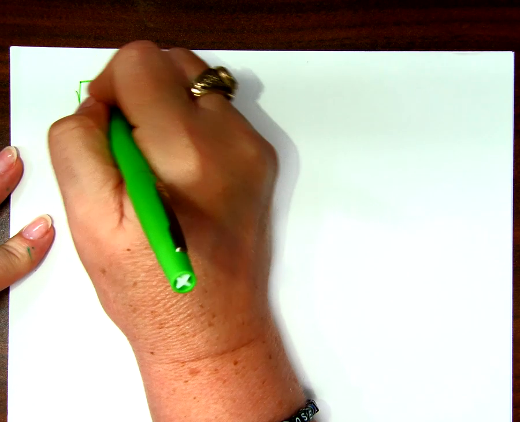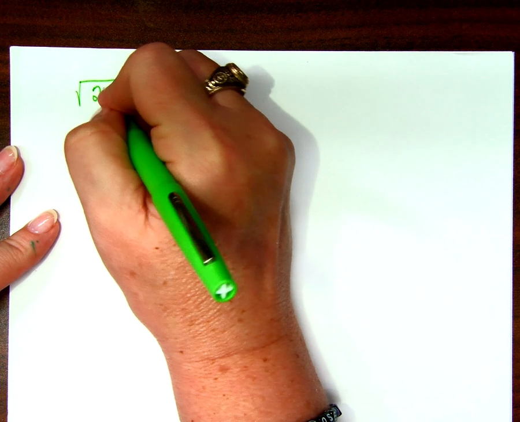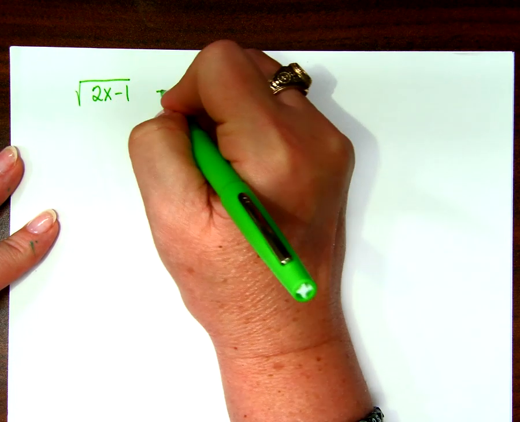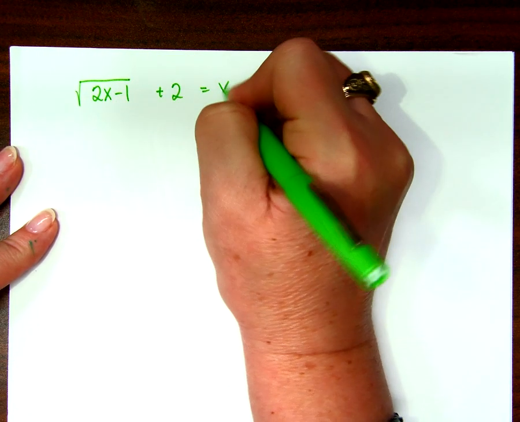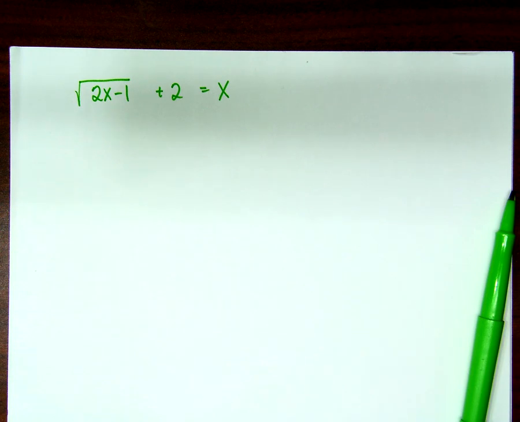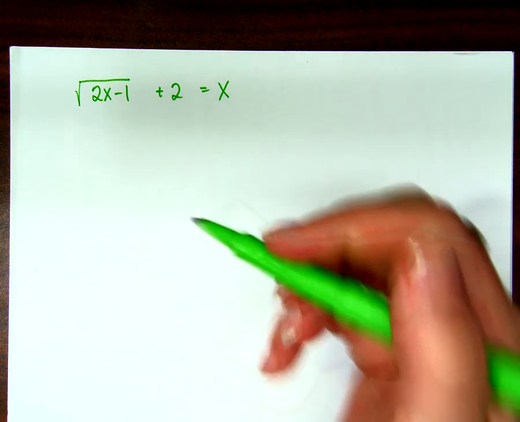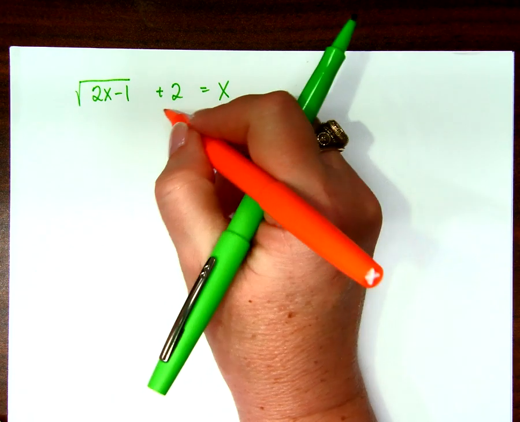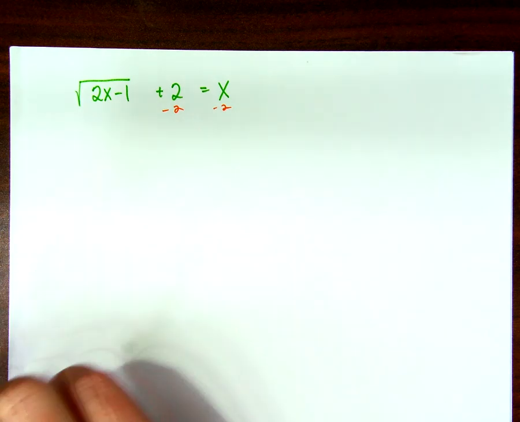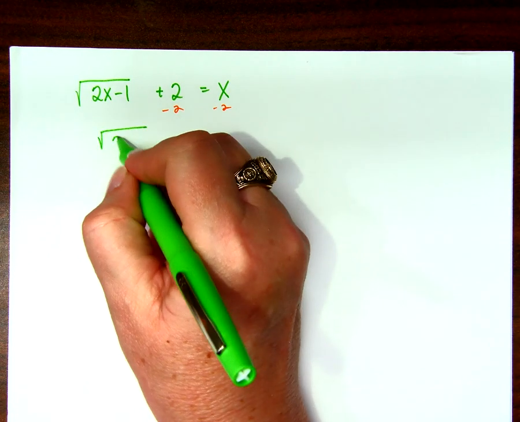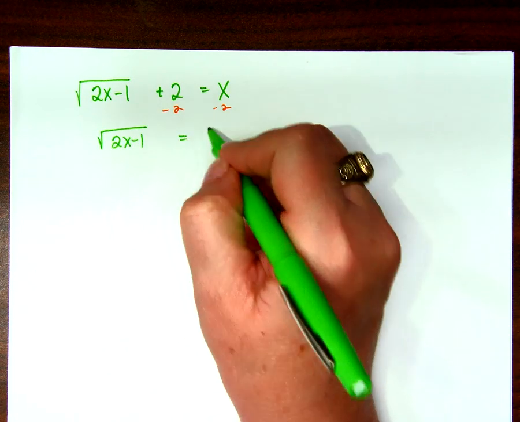So what if we say the square root of 2x minus 1 plus 2 equals x? What if that's the equation we're trying to solve? What should we do first? Because we want to isolate the radical, right? So if I isolate the radical, I'm going to subtract 2 from both sides. And I would get the square root of 2x minus 1 equals x minus 2.